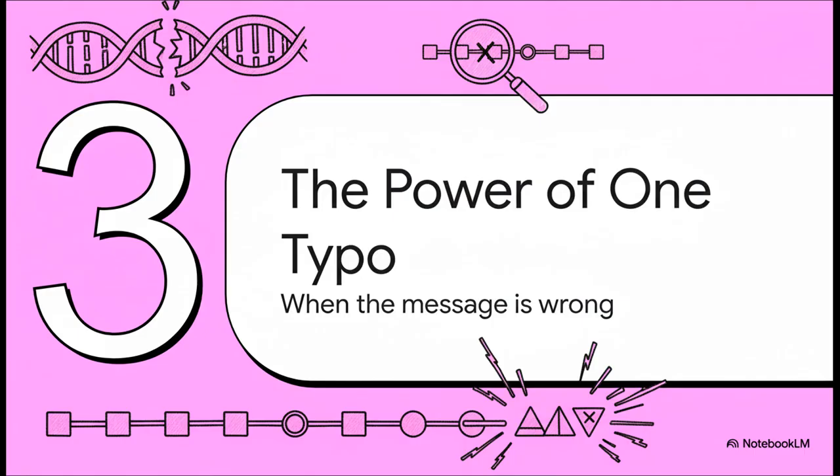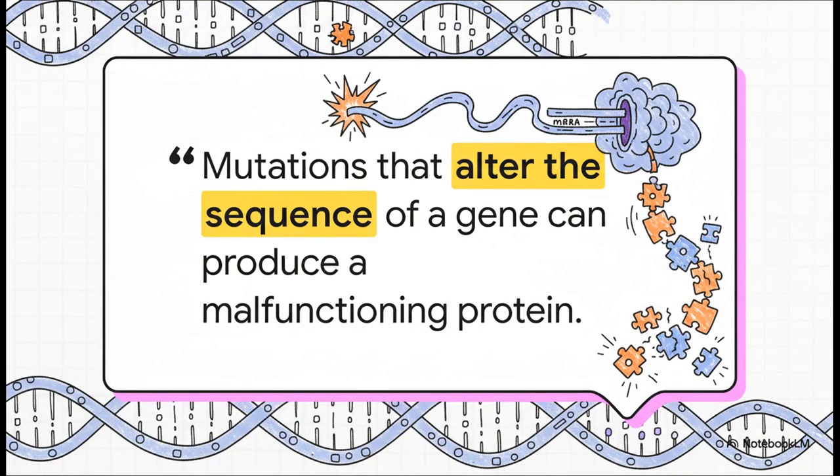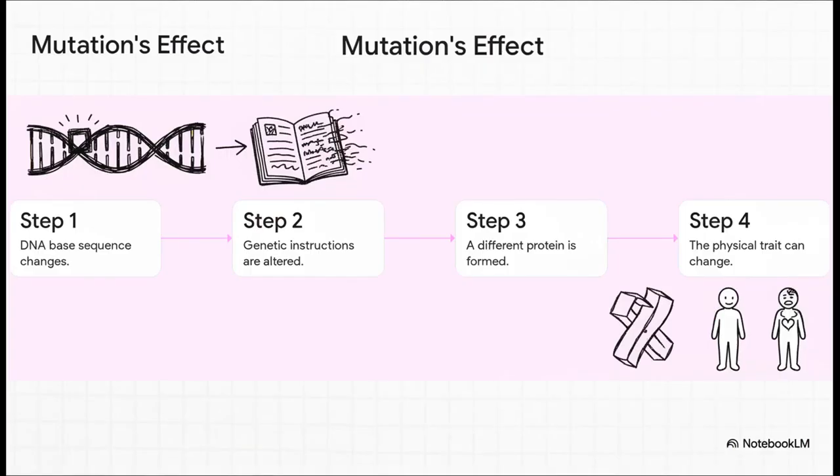But what happens if there's a mistake in that biological message? A single typo in the code can have massive, massive consequences. It's not just about getting the letters right. It's about what happens when just one is wrong. A single changed base, what scientists call a mutation, can scramble the instructions, causing the cell to build a broken, malfunctioning protein. So here's the chain of events. It all starts with one small change in the DNA base sequence. That one change alters the genetic instructions. As a result, the protein that gets built has a different, incorrect structure. And finally, that misshapen protein can lead to a change in a physical trait, sometimes with pretty serious health implications.